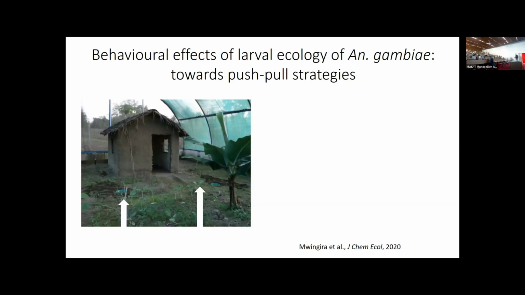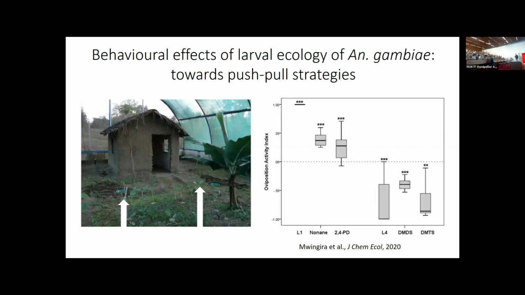Yeah, this is the ecological work behind some oviposition work, and I will go fast because I'm not supposed to talk about science. But the idea is that L1 larvae and L4 larvae are different. Mosquitoes put their eggs in L1 larvae, and we took the headspace and found that a compound is really attractive that's coming from the L1, so you can make an oviposition trap. But the L4s are deterrent.